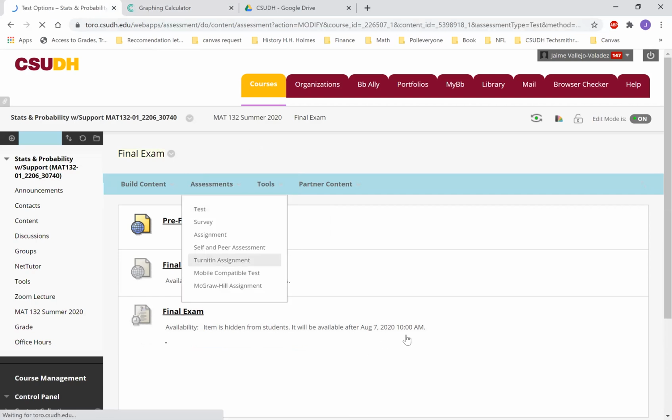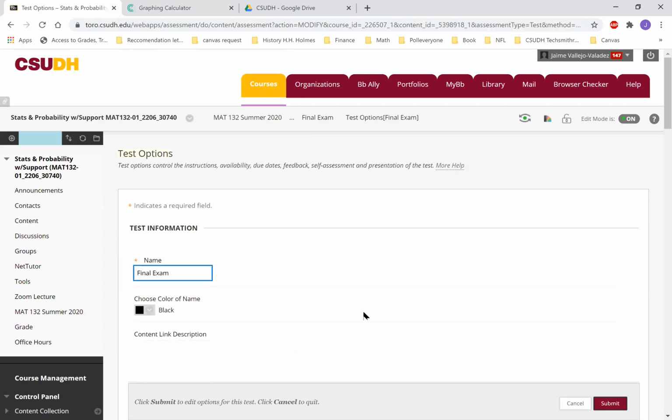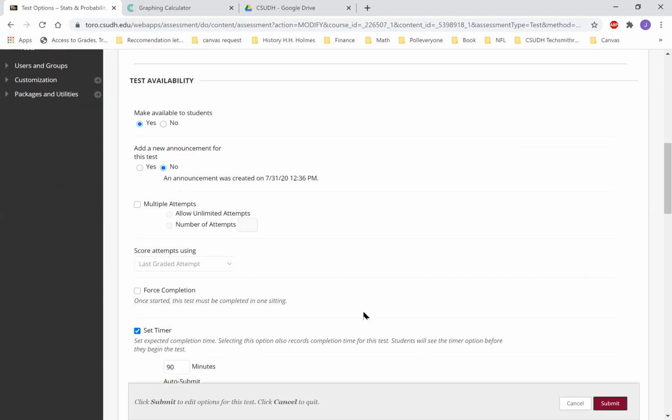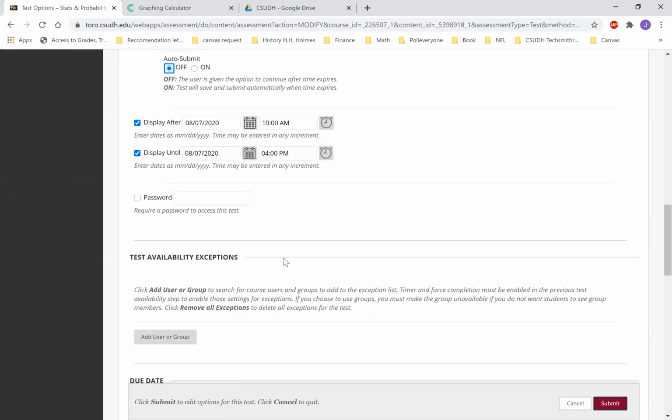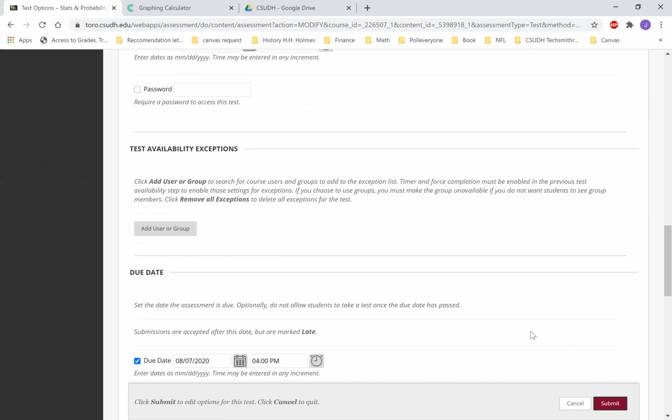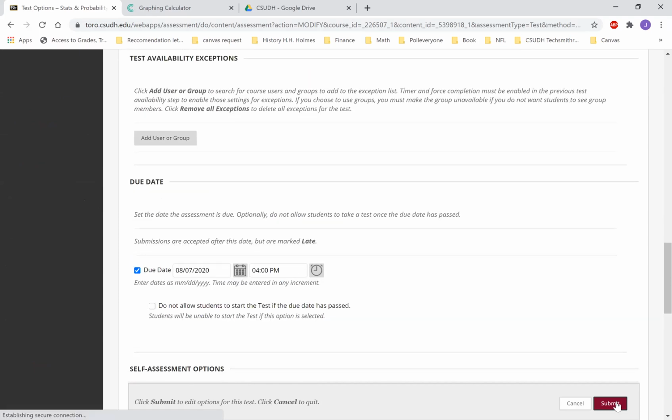It's going to open up tomorrow at 10 a.m. and then it's going to close at 4 p.m. So for this one, you're going to have a 6-hour period to do it. And for this one, you're going to have 90 minutes to be able to do the exam. So if you start the exam at 10 a.m., you're going to have 90 minutes from 10 a.m. in order to submit the exam. And that's the only thing you have to do tomorrow.